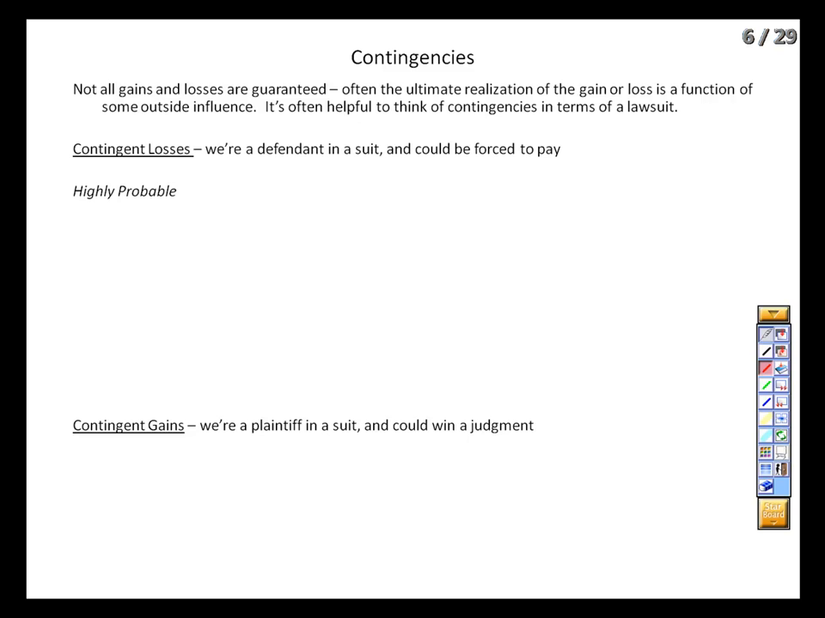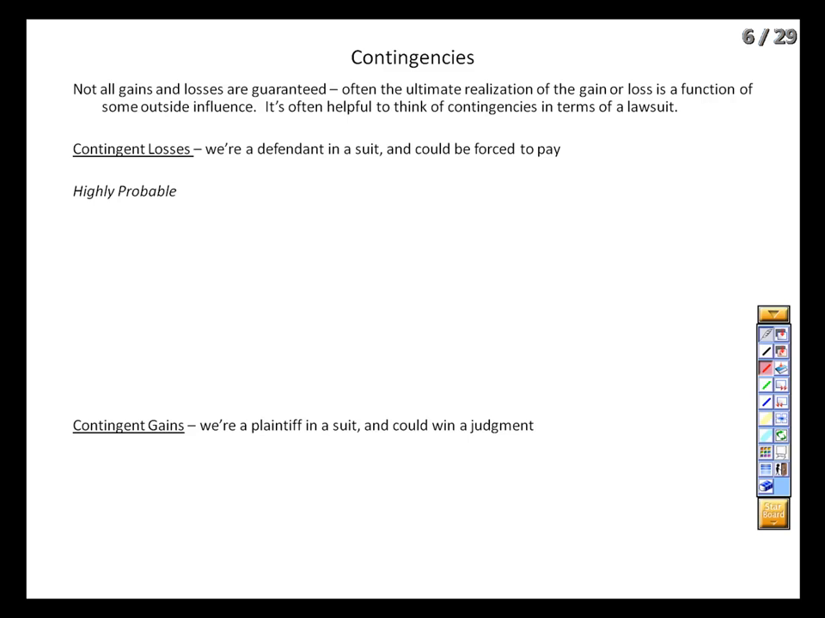If we are the plaintiffs and they find in our favor, ka-ching, ka-ching, we've got a gain. If they don't, we get nothing. If we are the defendants and they find in our favor, huzzah! And if they don't, we're going to be writing a check and taking a loss. But we know it's out there, and we know that full disclosure is one of the hallmarks of a good accounting system. So what do we do when we know that there's this thing floating out there, but we don't know for sure how it's going to play out?